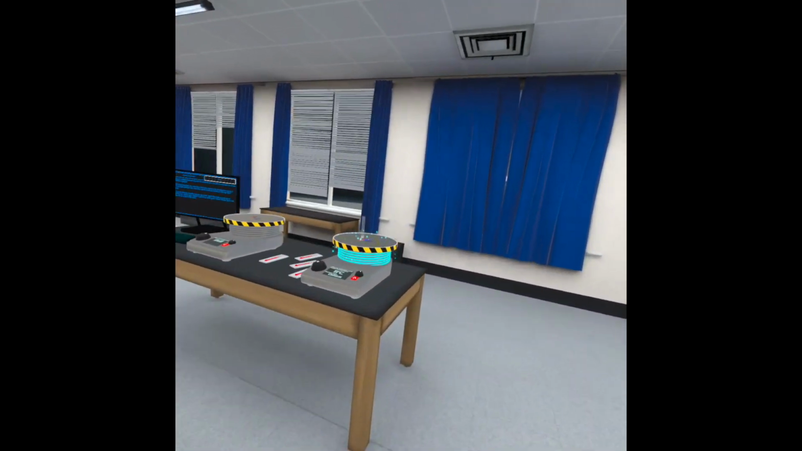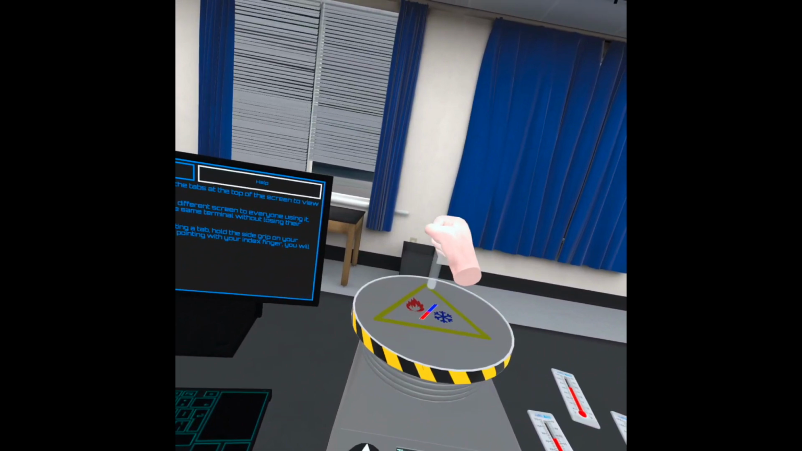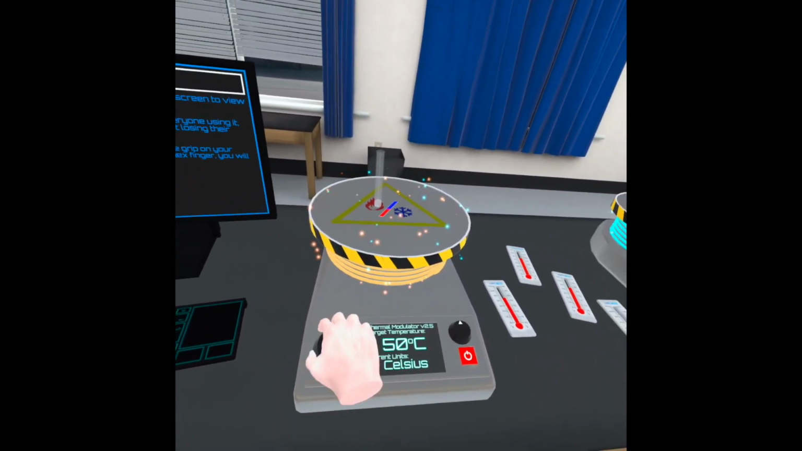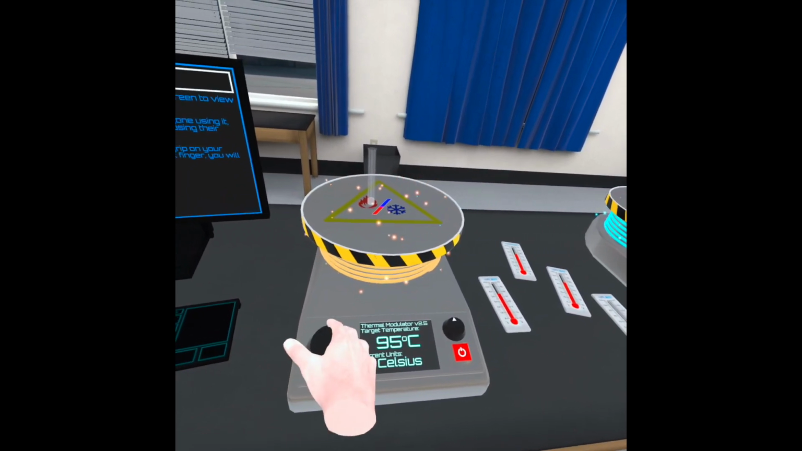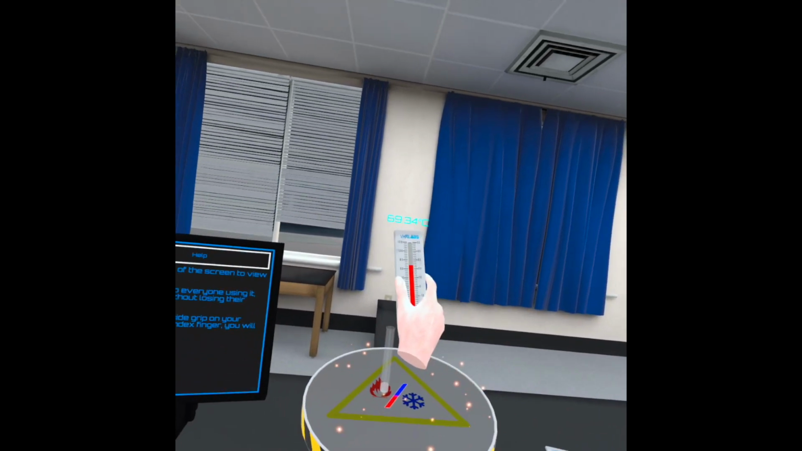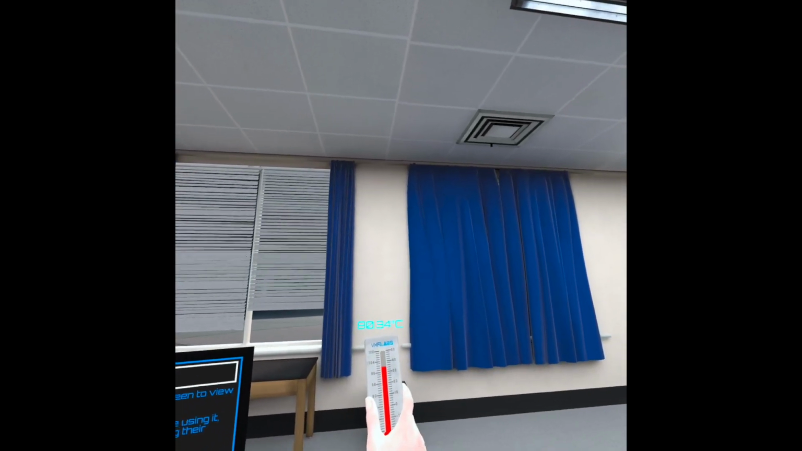In this particular lab, we can go over and we can place another test tube on the other thermal modulator. So what's important to note is that you're following the directions on the screen in the virtual lab or any specific directions given to you by your instructor.